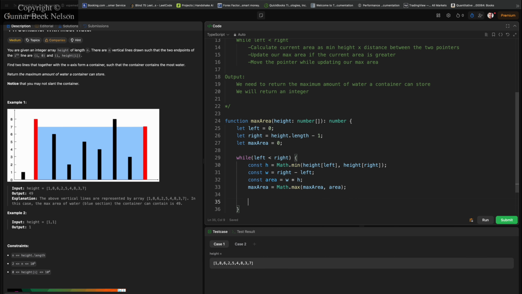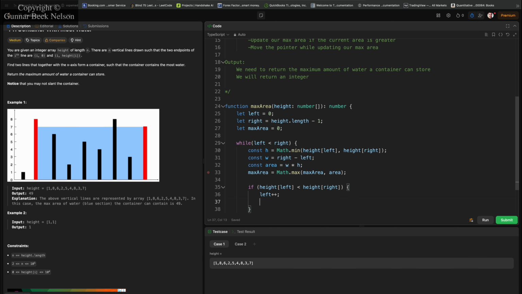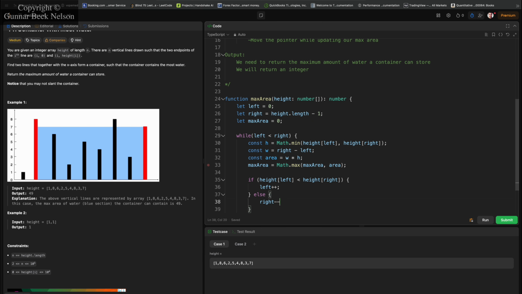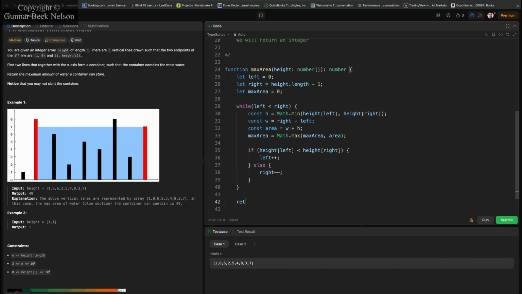Alright, so if the height of left is less than the height of right within our given array, we're just moving the two pointers accordingly. We're going to increment our left. If not, then we're going to decrement our right on the two pointers as they are moving throughout the rest of the array. And finally, we return the max area.